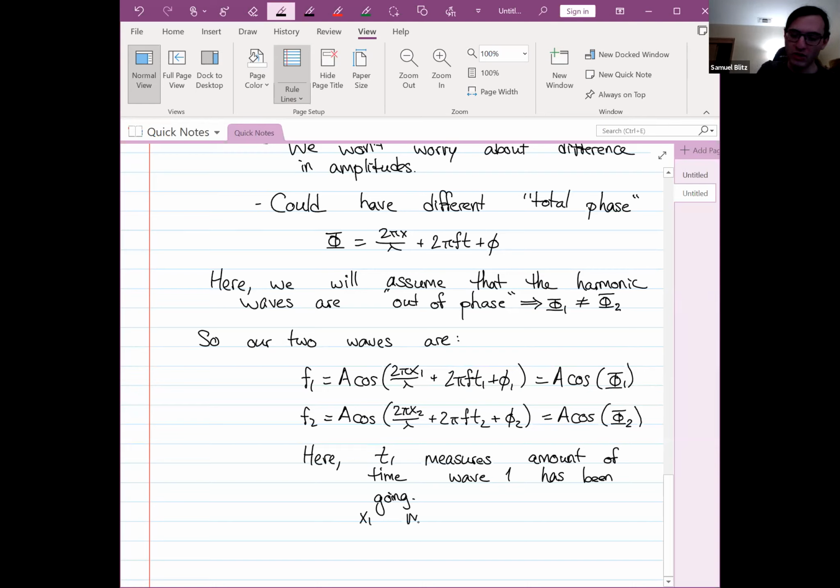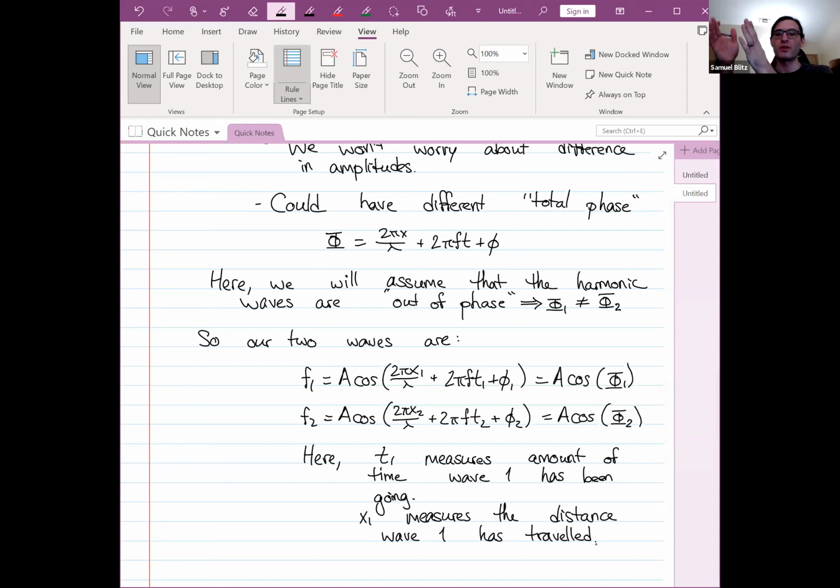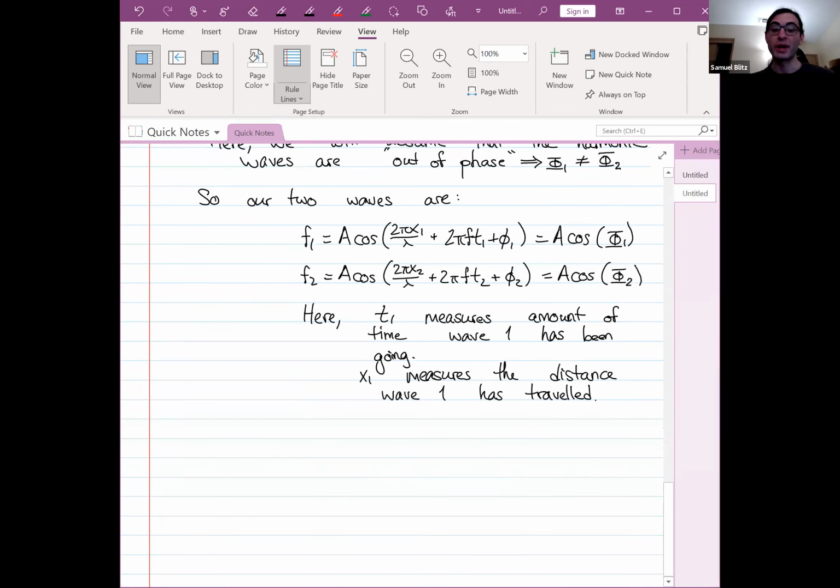Also, x1 measures the distance that the wave has traveled, and similarly for x2. So while they both are functions of some position, the number x1 or x2 might be different because the waves may have traveled different distances to get there. Like you may have started one wave here and another wave here. And so they'll travel different distances to get to the same place, right? And similarly, they will travel different times to get to the same place. Anyway, that's what x1, x2, t1, t2 represent.